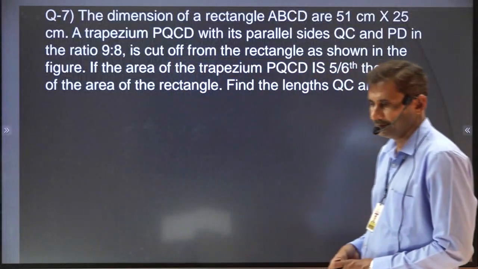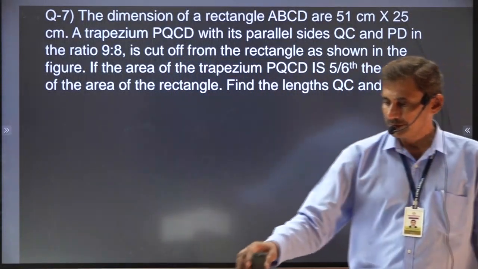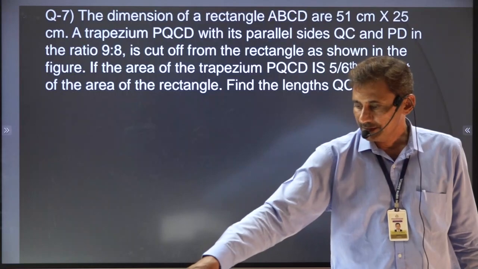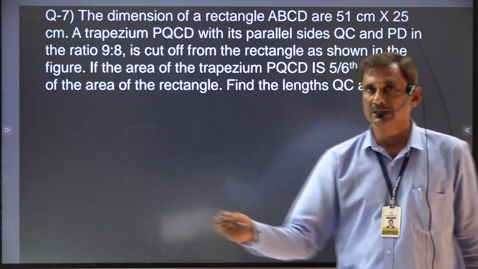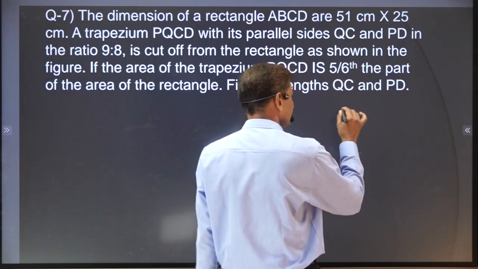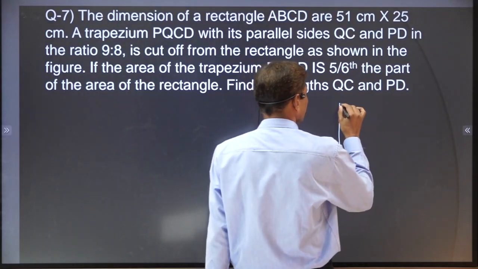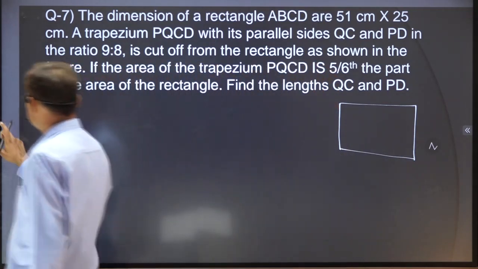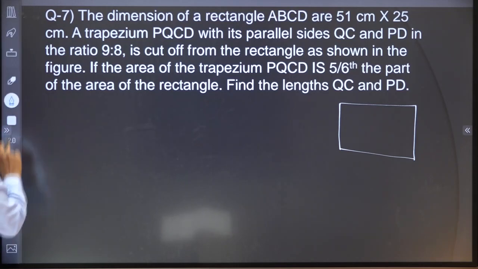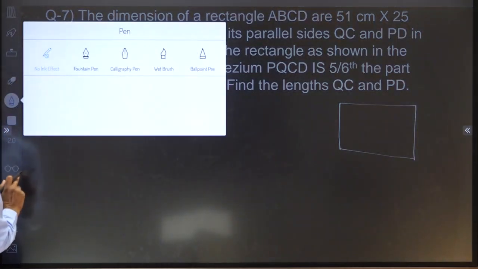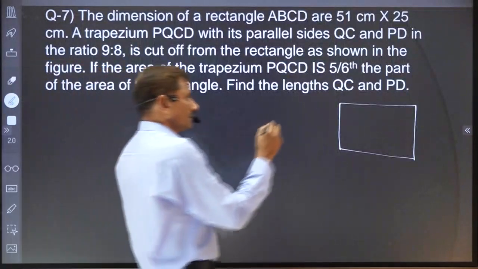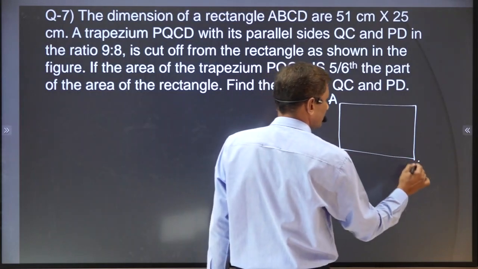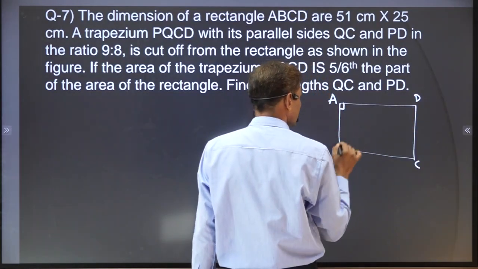Now, question number 7 from the same section only. Just try to understand whatever is given. The dimensions of rectangle ABCD are given. So we are given one rectangle. So first of all, draw the rectangle only. Then we go ahead step by step. Let it be ABCD. You know, in ABCD, all angles are right angles.